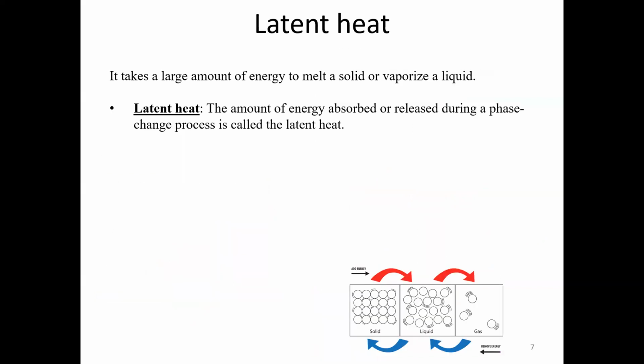Yeah. And now we also have the definition of latent heat. Latent heat is the amount of energy absorbed or released during phase change. So for example, if I have gas here in this figure, I want to change it to liquid, then I need to remove energy from the gas. And we call this condensation, because I want to condense the gas, so I need to remove energy from the gas to make it liquid.